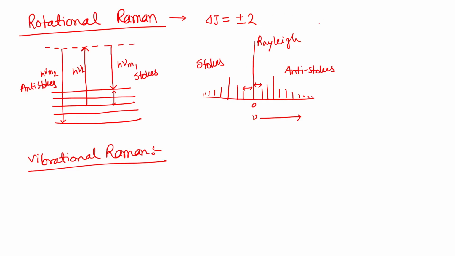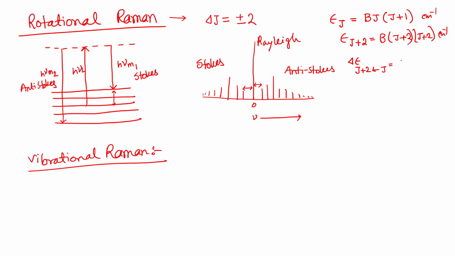We are only dealing with the rotational levels, right? The energy of the rotational levels is B J into J plus 1 centimeter inverse. What is J plus 2? It is J plus 2 into J plus 3. Ultimately, the energy gap from J to J plus 2 comes out as 2B into 2J plus 3 centimeter inverse.